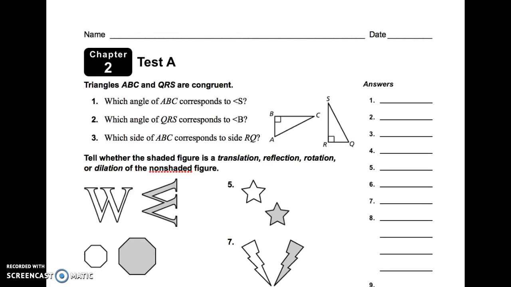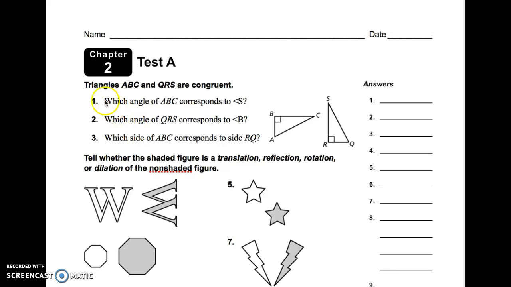All right, this video is going to take us through our study guide for Chapter 2. I know it says Test A at the top, but it's actually going to be our study guide. Your test will look similar to this, but with some changes to it. All right, so on this test, we're going to be looking at whether two things are congruent, whether two things are similar, translations, reflections, rotations, and dilations, all kinds of transformations.